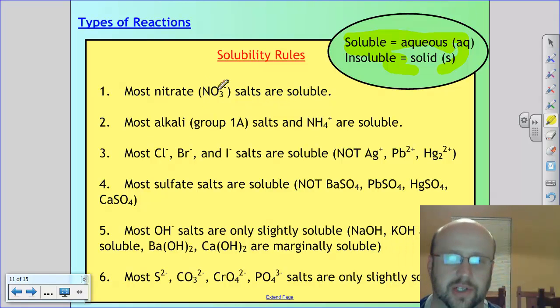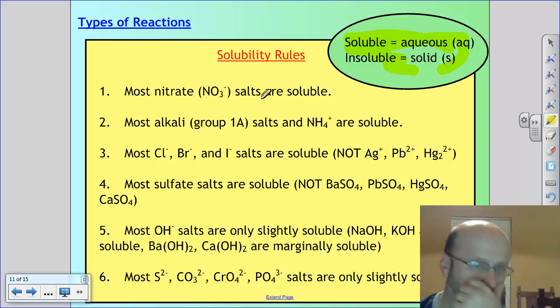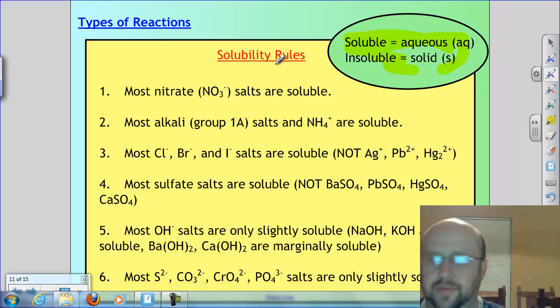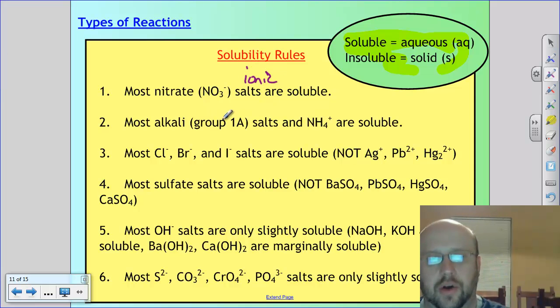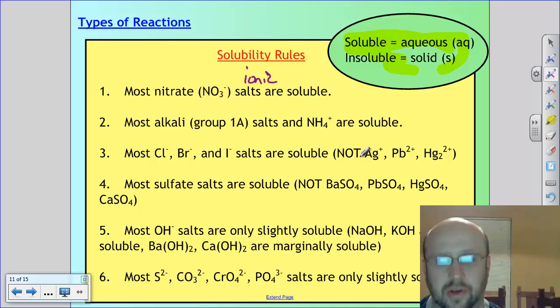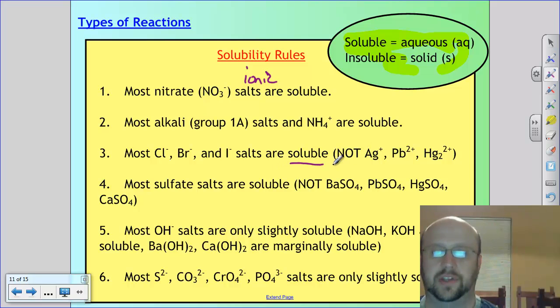So here's the way it works. Nitrate salts are always soluble. Most alkali salts are soluble. When you see the word salt, don't panic. Salt just means ionic compound. So sodium, potassium, anything with that in it, usually soluble. Most of the stuff with chlorine, bromine, and iodide are soluble. There are some exceptions. Soluble means aqueous, but if it's an exception, that would mean that it's solid.